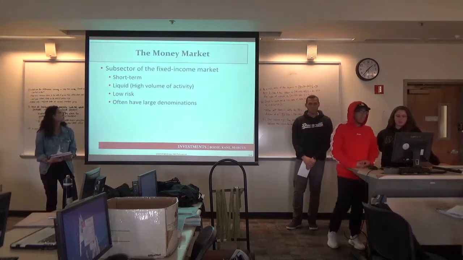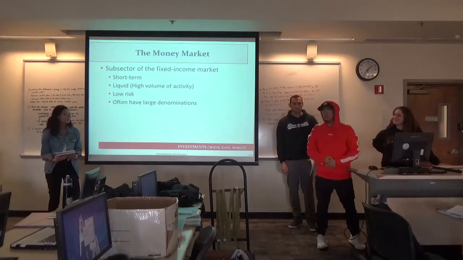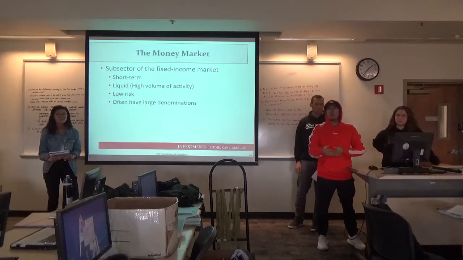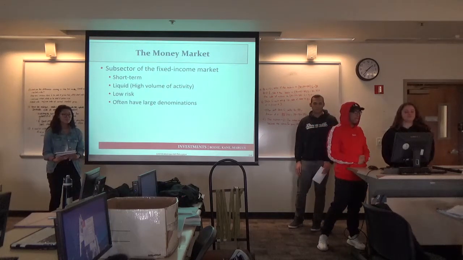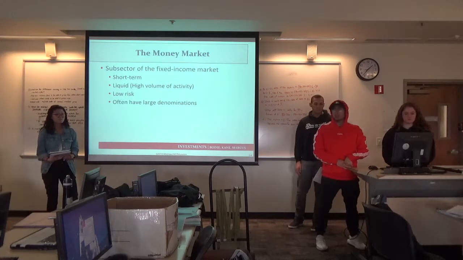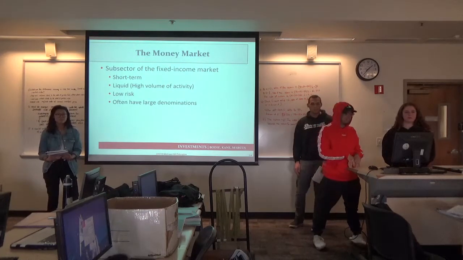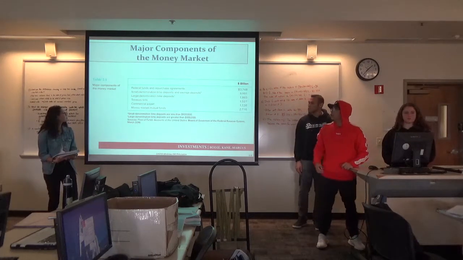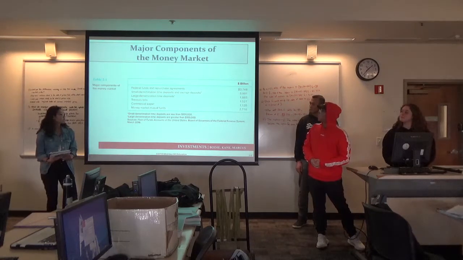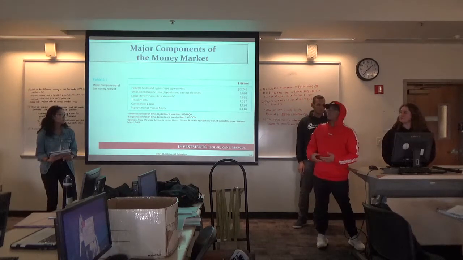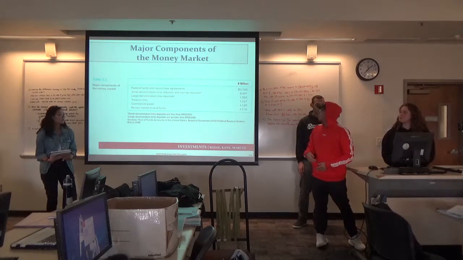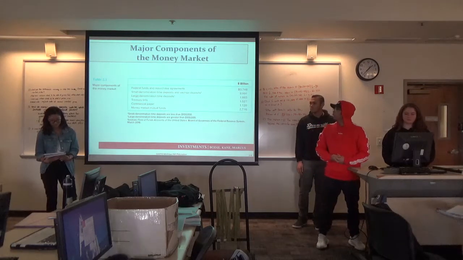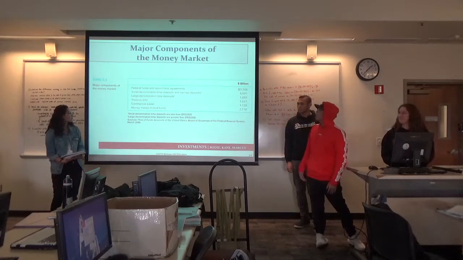So the money market is, like I said, a subsector of the fixed income market, and it's short term. It's highly liquid, which means there's a lot of activity within the money market. It's low risk, and it often has large denominations, we're talking 6 figures and greater. The major components of the money market are federal funds, small denomination time deposits or saving deposits, which are less than 100,000, large denomination time deposits, which are greater than 100,000, treasury bills, commercial paper, and money market mutual funds. And we're talking billions of dollars, as you can tell by the table.